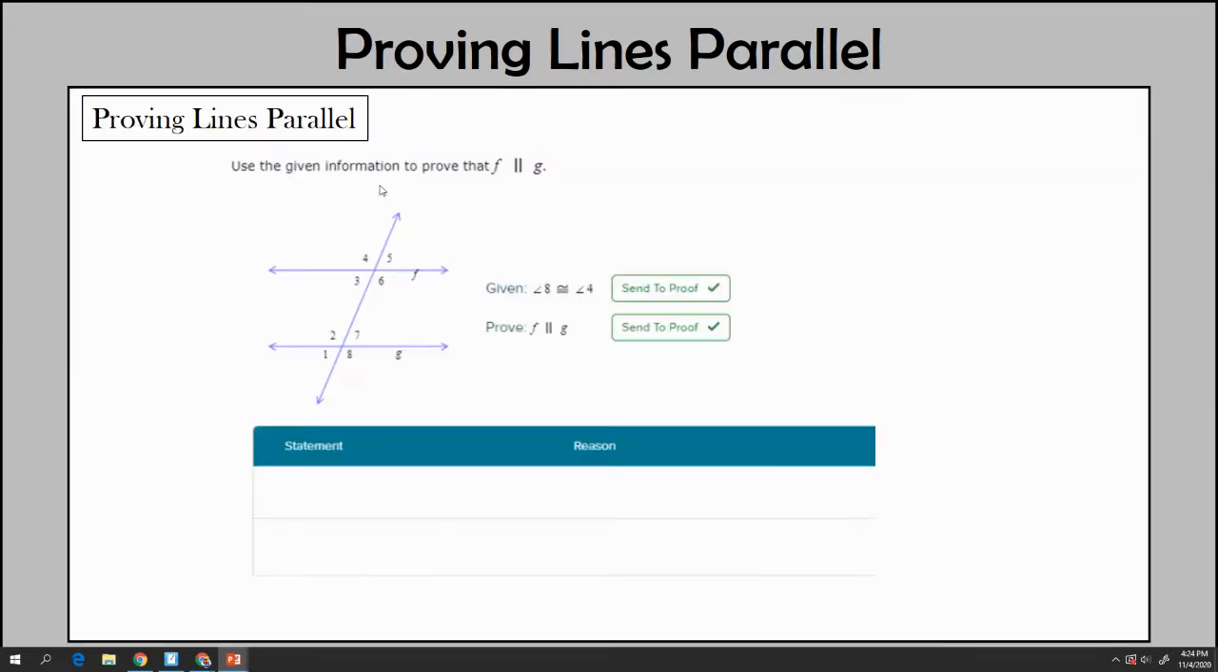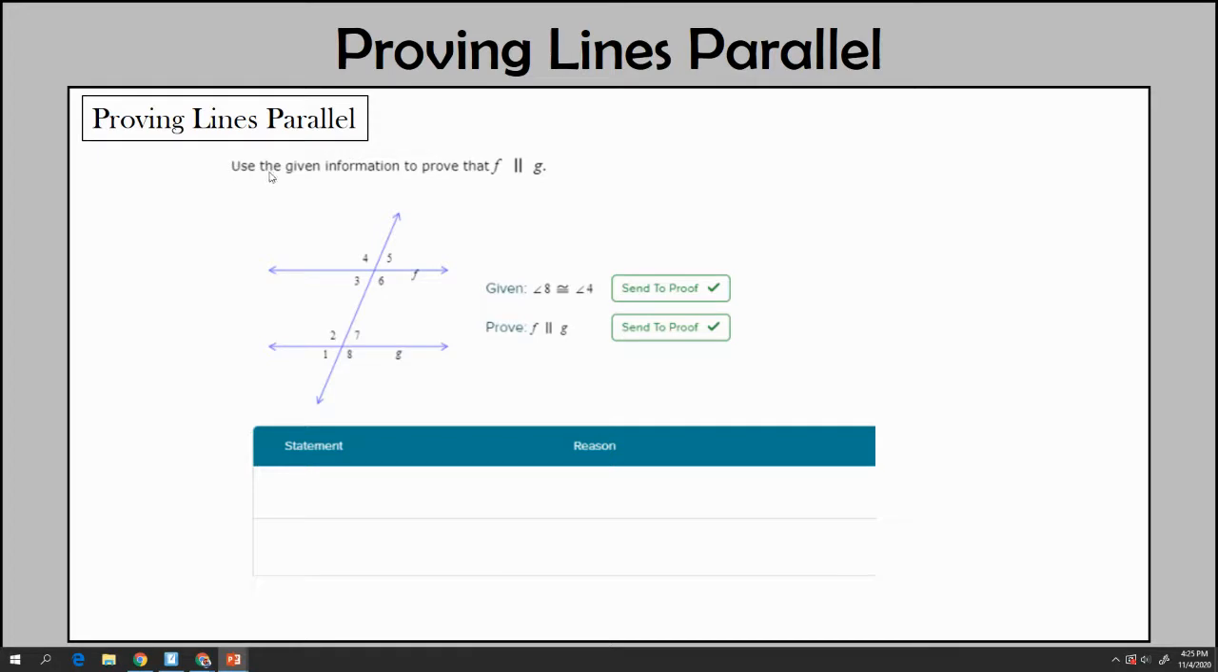So we're going to start working with some basic proofs today, and then we're going to get in a little bit more advanced. So for example, this is what they're going to look like, and you're going to have to write out your own proofs. And for the reasons here, they have pop-ups that you'll have to choose from. So you'll have a list to choose from to make it a little bit more clear.